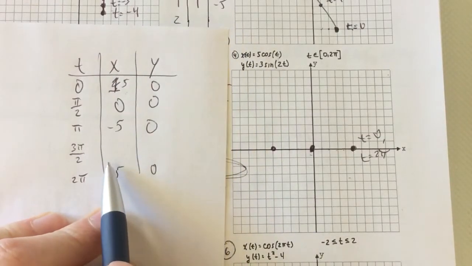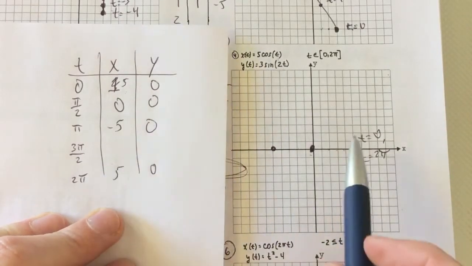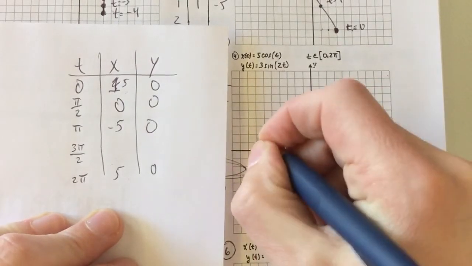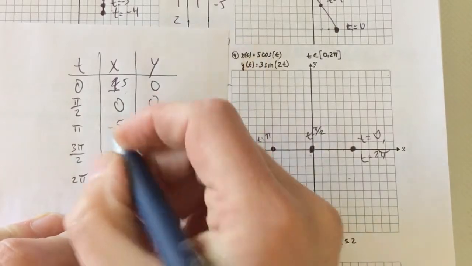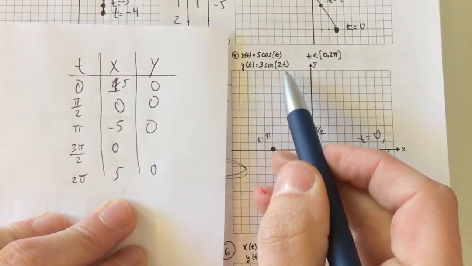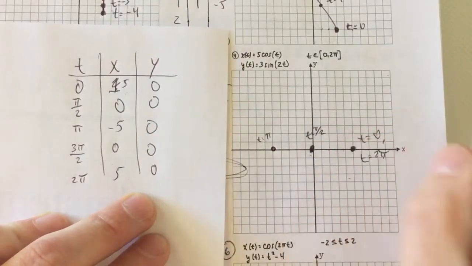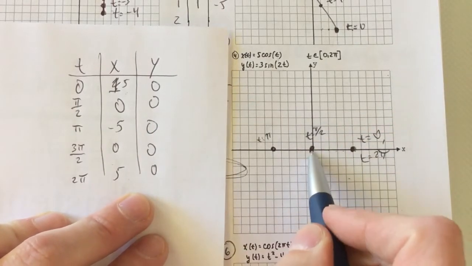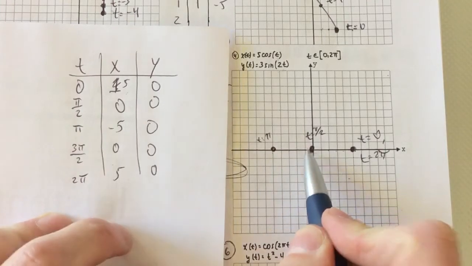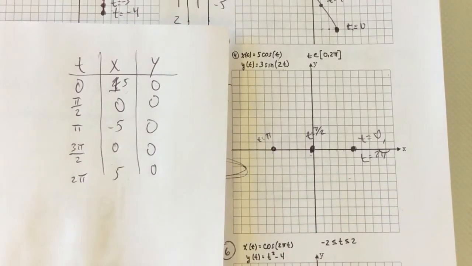3 pi over 2. Are we going down the line? We started here. There's t equals pi over 2. There's t equals pi. Well, that's 0 again. And 2 times 3 pi over 2 is 3 pi. Sine of 3 pi is 0 again. So it started here. Then it went here to the middle. Then it went to the left. Then it's back here. So a semicircle. Oh, it's a flat circle. What part of that looks like a circle?